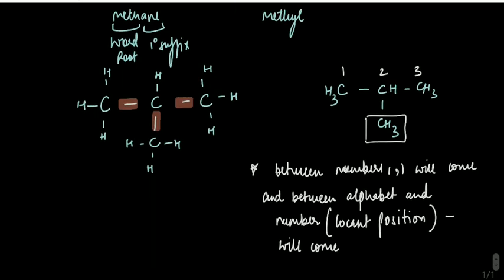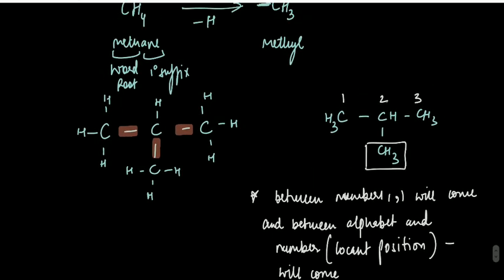So how do we start the name for this? Let's say at the second carbon of the main parent chain, which has three carbon atoms, the word root is going to be prop. At the second carbon, we have a branch with only one carbon, so we are going to call it methyl. We'll start the name like this. At the second locant position, the locant is the carbon of the main parent chain where any alkyl group is attached. So 2, then between alphabet and number a hyphen will come, 2-methyl. This is our prefix.